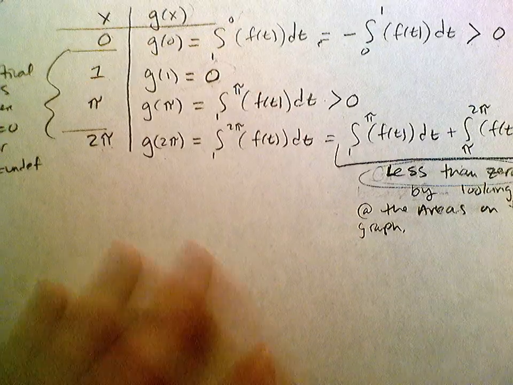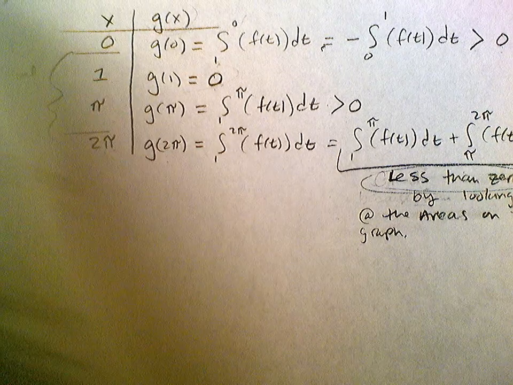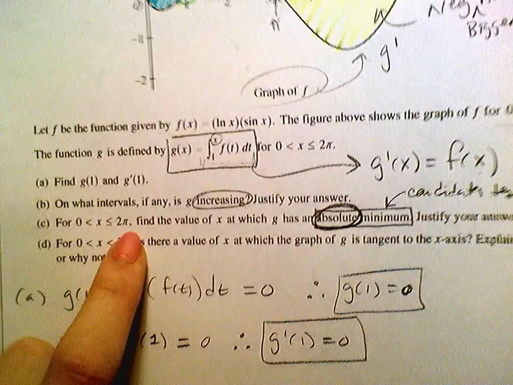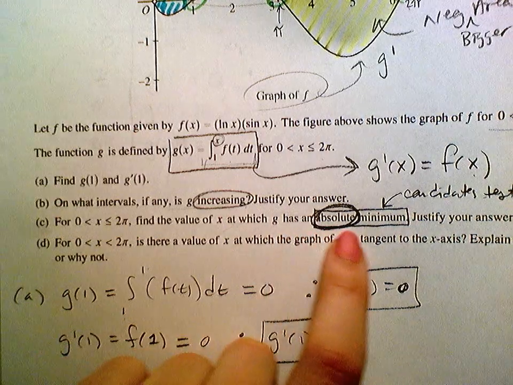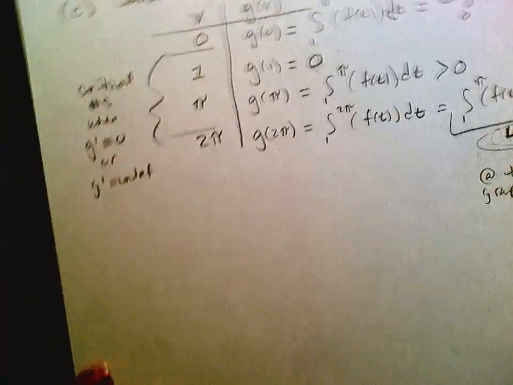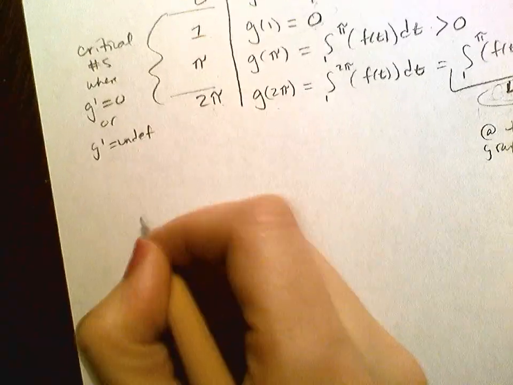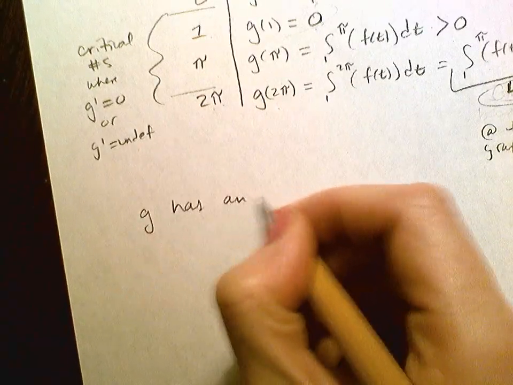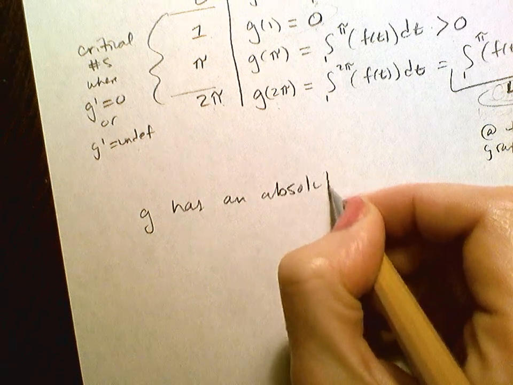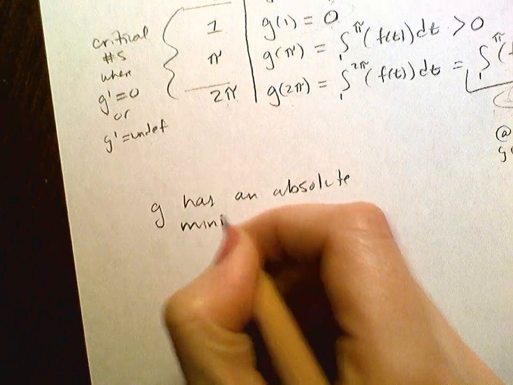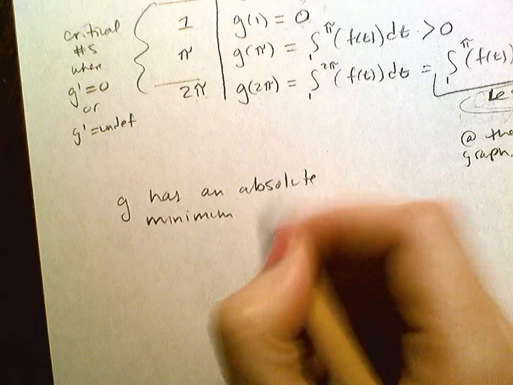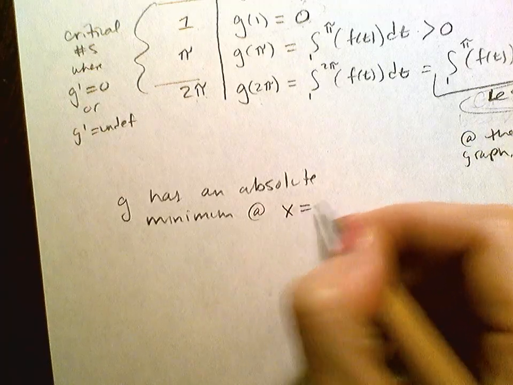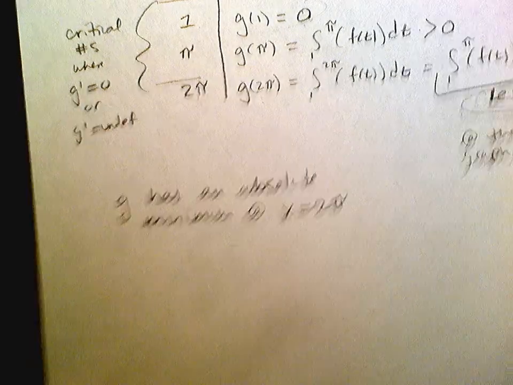So the answer is, let's go back to the question. Find the value of x at which g has an absolute minimum. Justify your answer. Okay, so, and then we say g has an absolute minimum at x equals 2 pi.